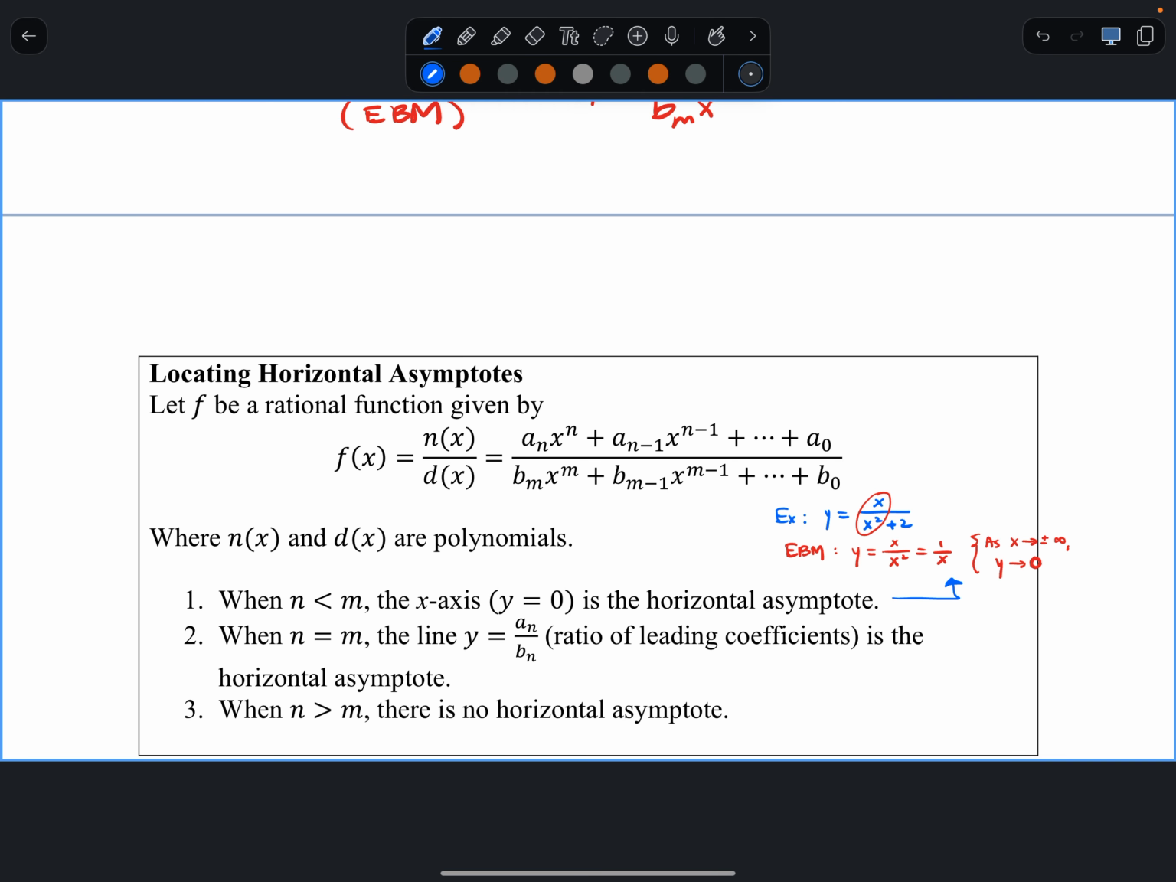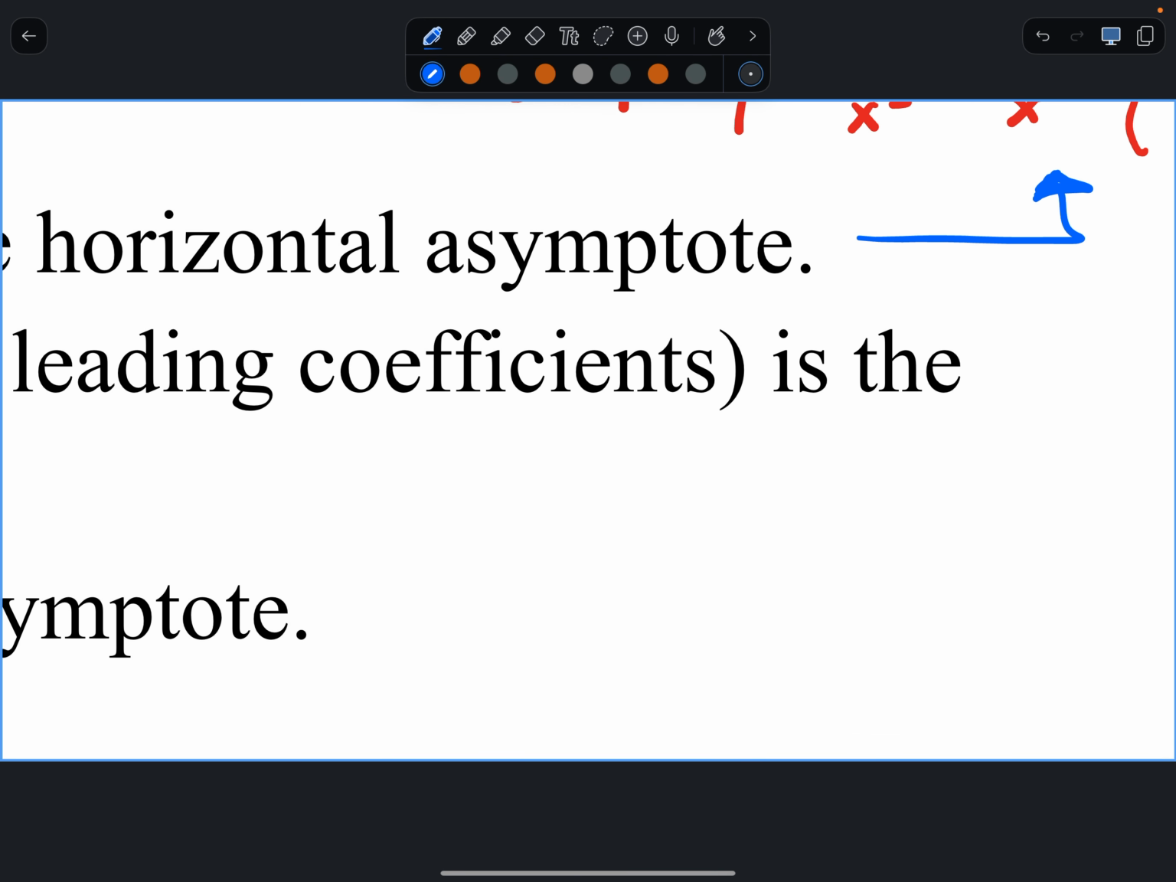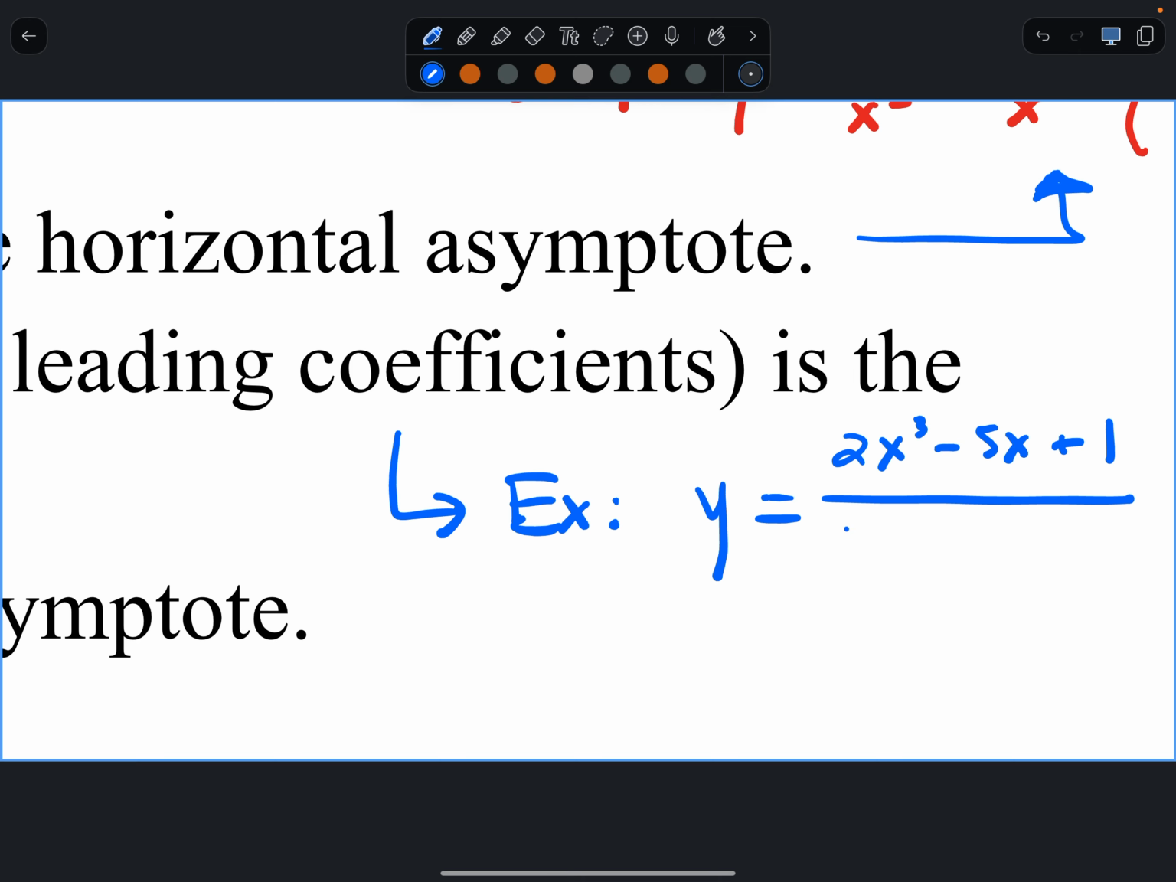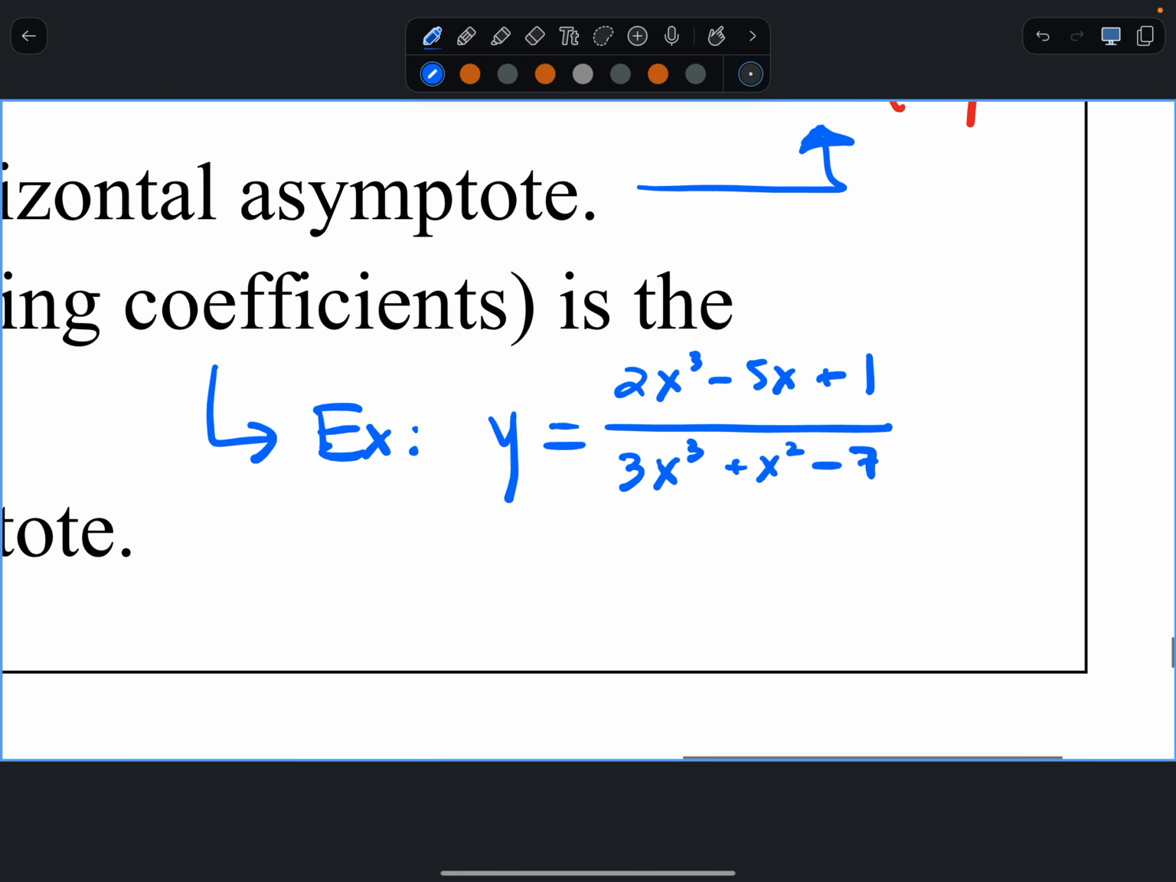Okay. Let's look at an example of a rational function where the degree of the numerator is the same as the degree of the denominator. So how about 2x cubed minus 5x plus 1 over 3x cubed plus x squared minus 7. I know, I'm just making it up. The end behavior model here is that ratio.